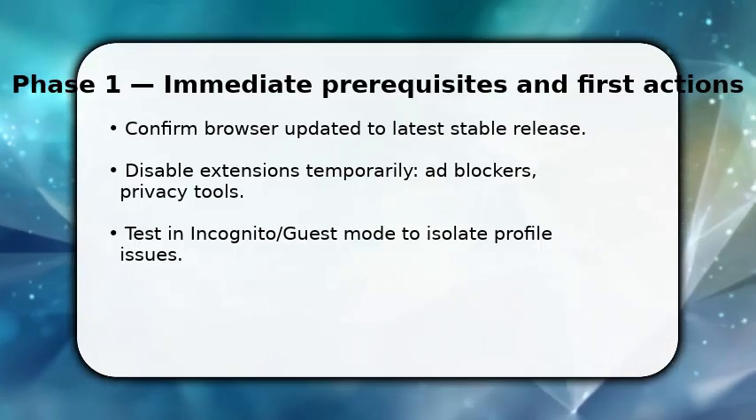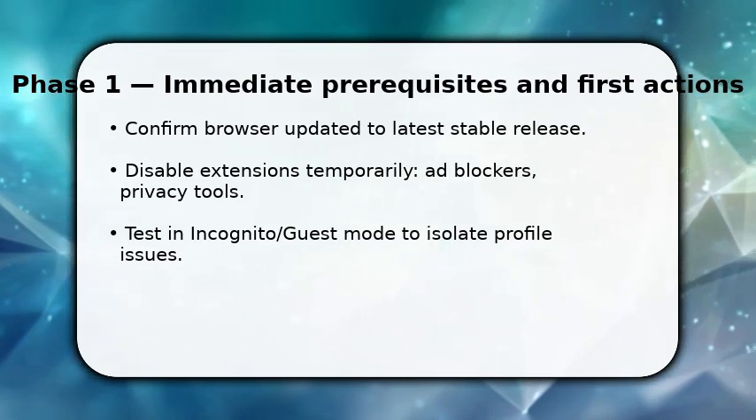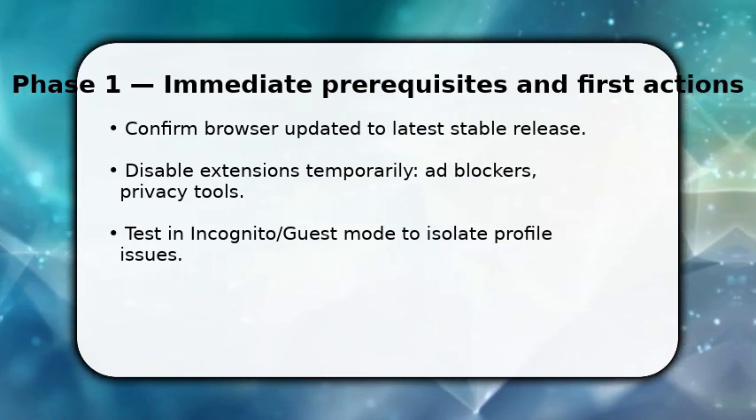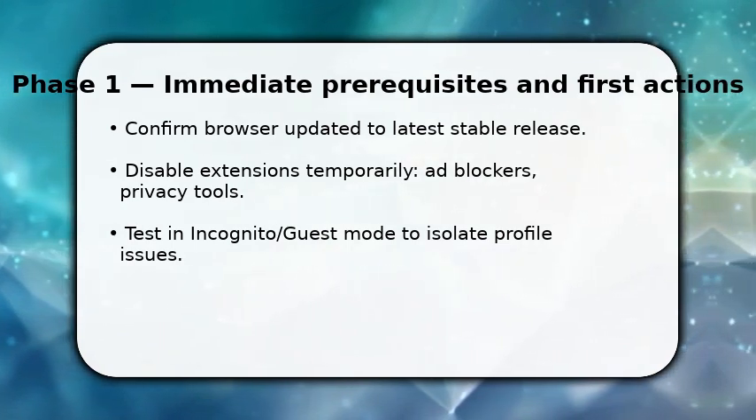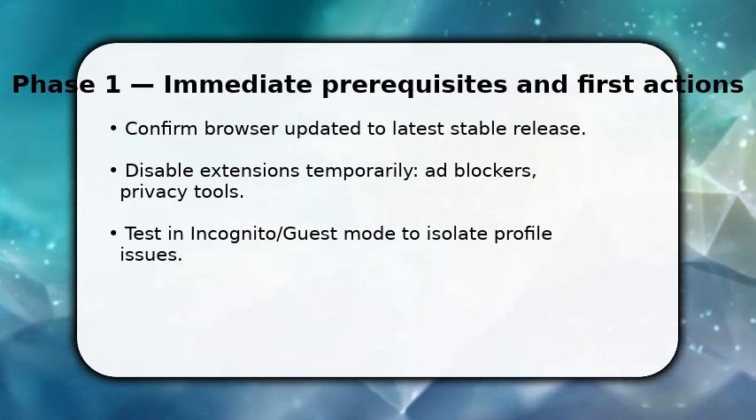You will start by verifying the quick prerequisites and taking immediate action. First, make sure your browser is up to date. Outdated code often triggers refused connections. Once done, disable extensions like ad blockers or privacy tools because they can block auth frames.